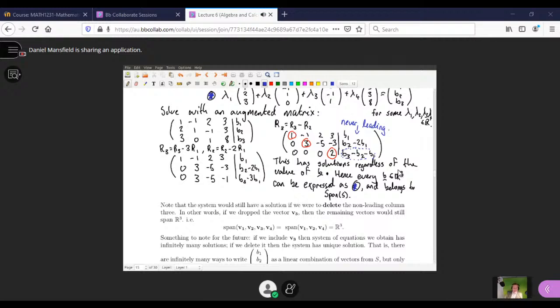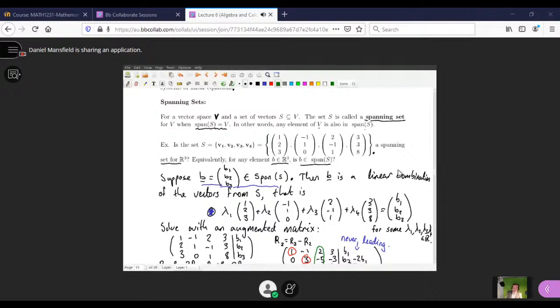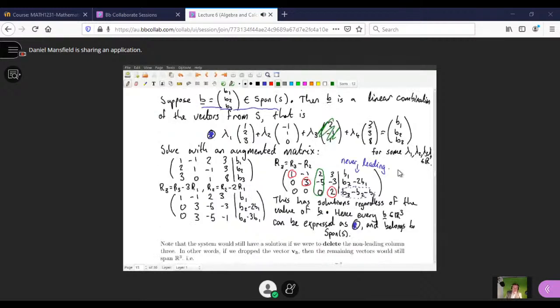Note that this system of equations here would still have a solution if we deleted the non-leading column three. So this is column three here, this one. We don't need that. We totally don't need that. In fact, if I go back to the question and I just scrub out V3, and I just pretend like column three never existed, there you go. There was no column three. It never existed.